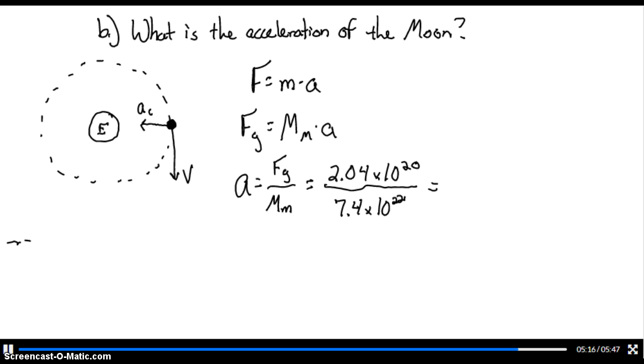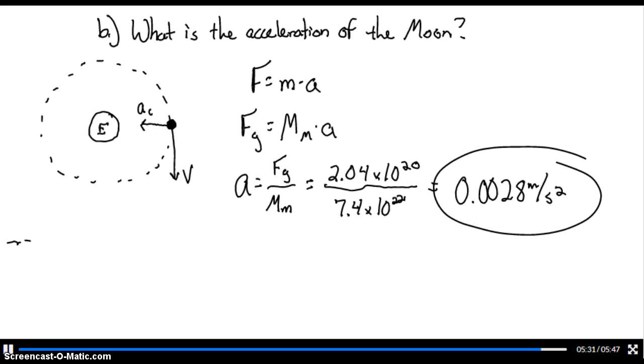I go through, evaluate that mathematically, and I get a very, very small centripetal acceleration of 0.0028 meters per second squared. So we relied on an old friend, F equals ma, and then found the acceleration of the Moon. There you go, a very basic, very simple gravitation example.